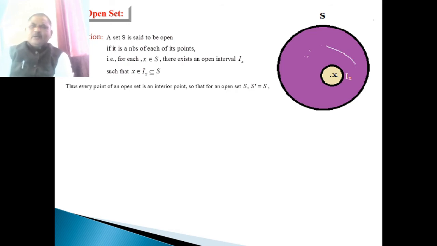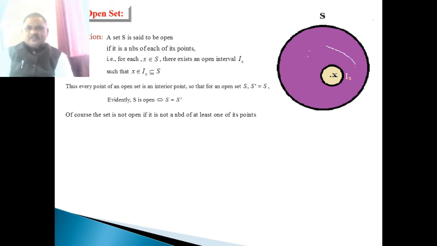Thus, every point of an open set is an interior point, so for an open set S, the interior set is equal to S. This is the second condition of an open set, that is, S dash is equal to S. That means the set of interior points is equal to S. Then this set S is also said to be an open set. That is, S is open implies that S is equal to S dash.